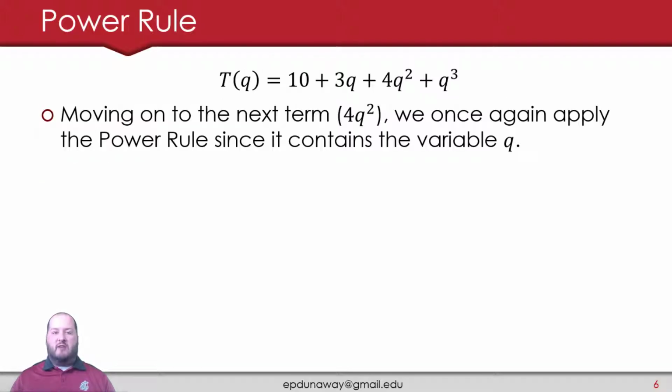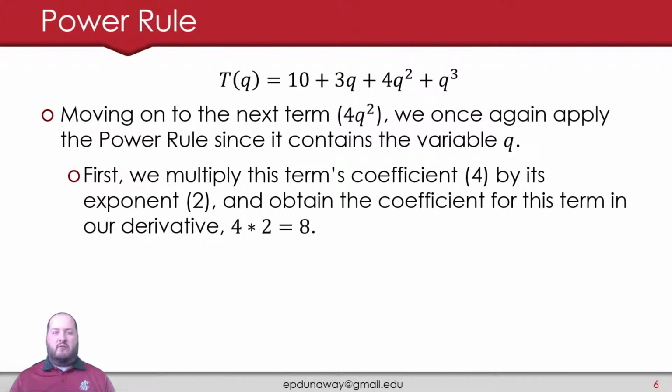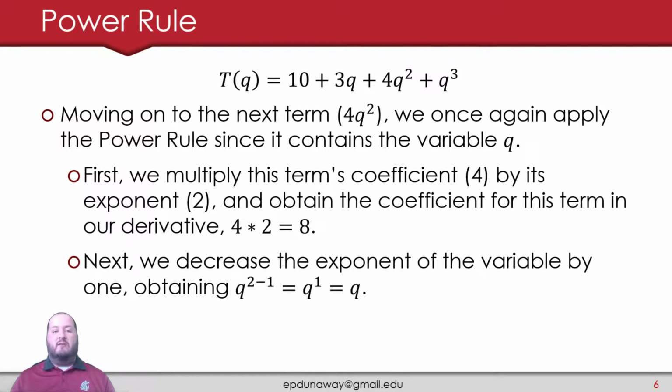Now let's move on to our next term, 4q squared. Again, it's got a q in it, so we can apply the power rule. First, we're going to take the term's coefficient, 4, multiply it by its exponent, 2, and obtain the coefficient for this term in our derivative, which is 4 times 2, or 8. Next, we're going to decrease the exponent of the variable by 1.